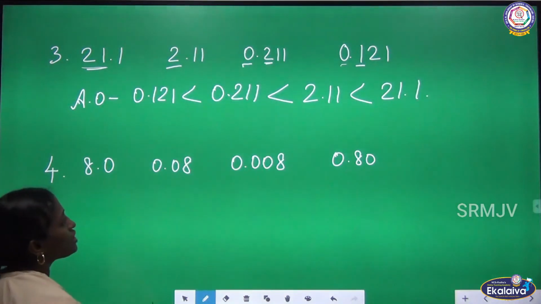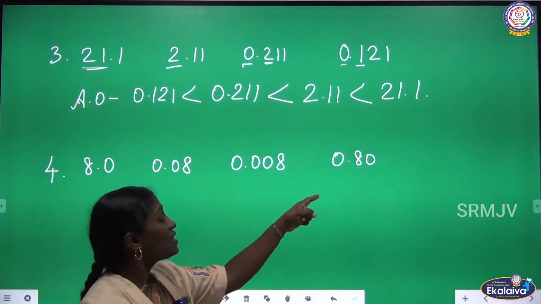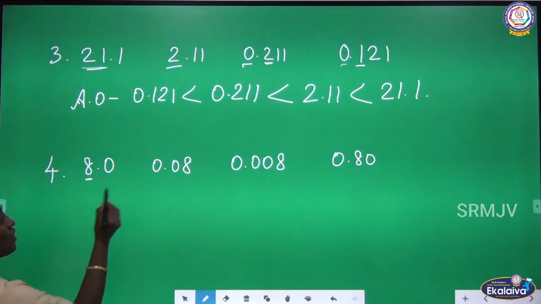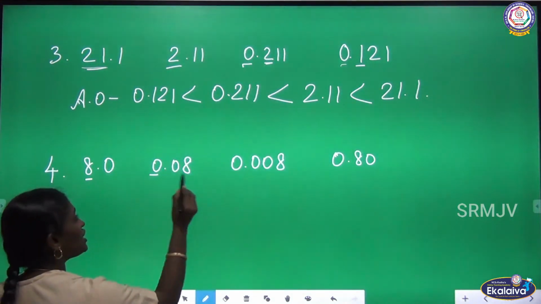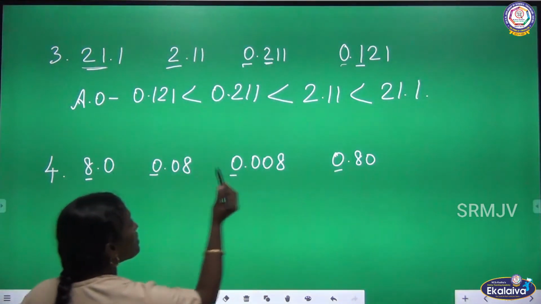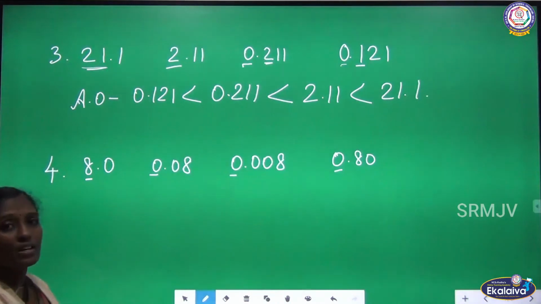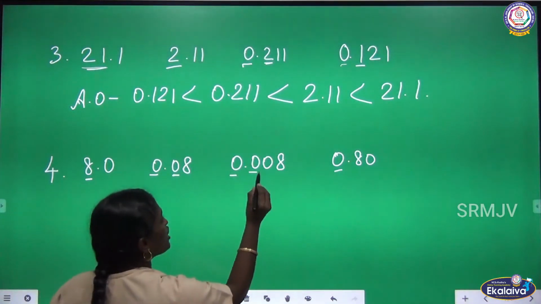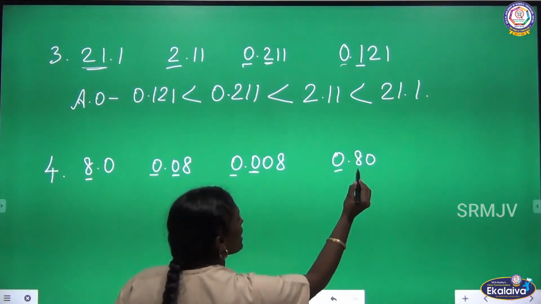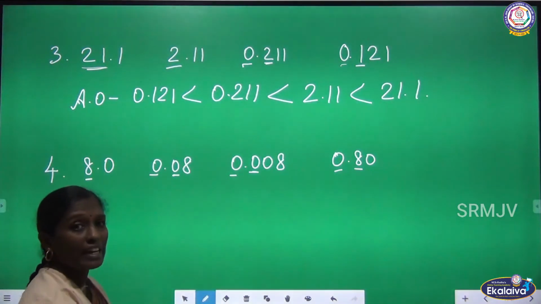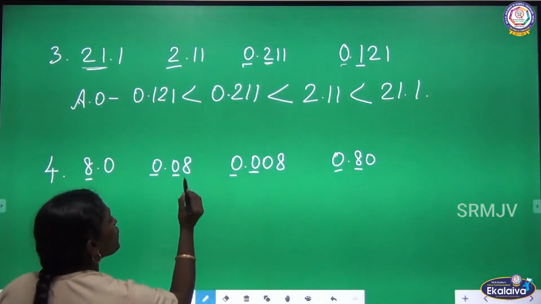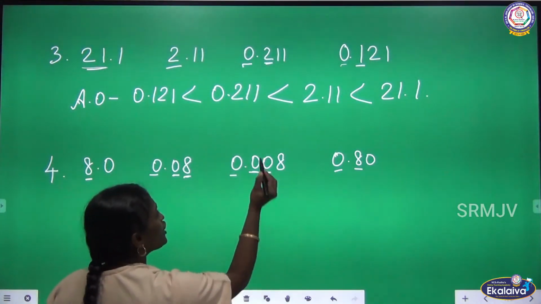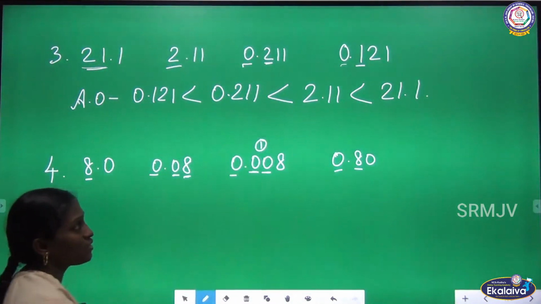8.0, 0.08, 0.008, 0.80. Okay, first we have to compare the whole number part. Here 8, 0, 0, 0. In these three decimal numbers we are having 0 in the whole number part. So we have to check the first decimal place: 0, 0, 8. So 8 is the greater. In these two we have to check the next decimal place. Here 8, here 0. So 0 is the first smaller number.